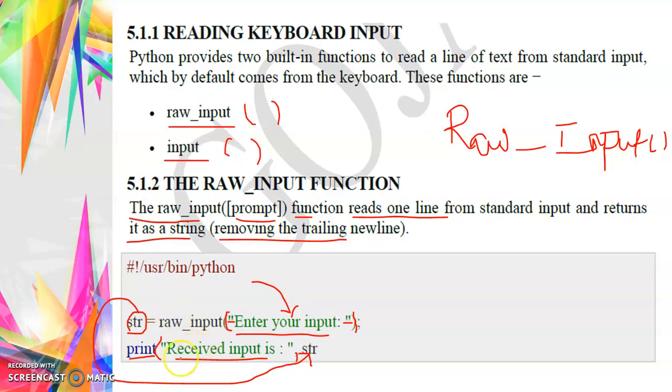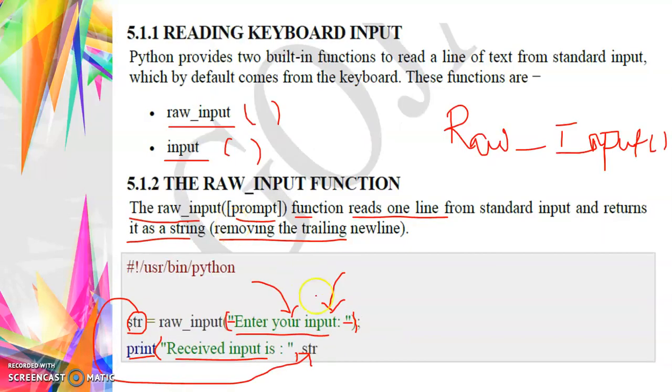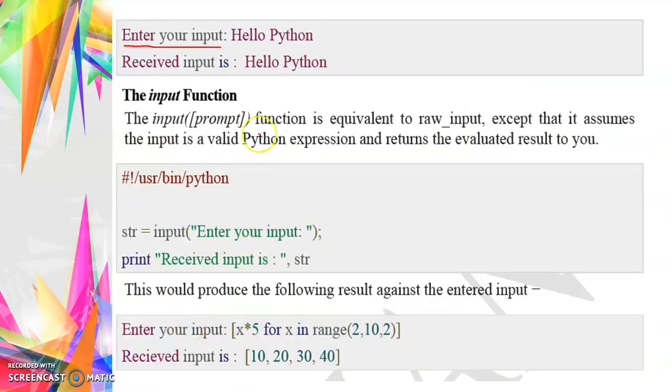So the final output is the received input, which is what you have entered. "Enter your input" is the string statement that we have framed in the raw input function. After that, the user gave the input hello Python. This hello Python is user given.